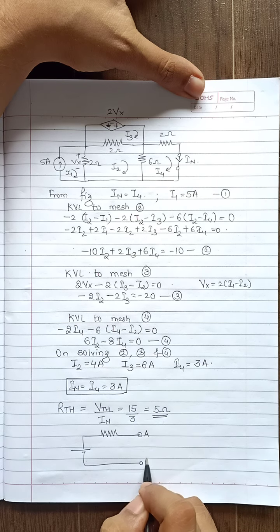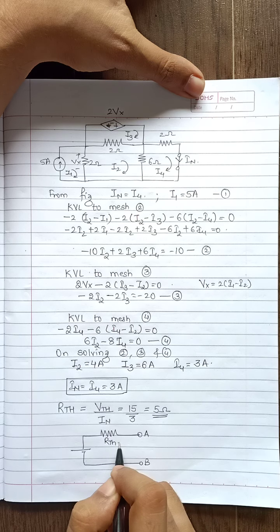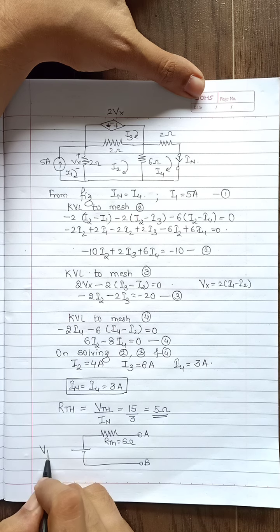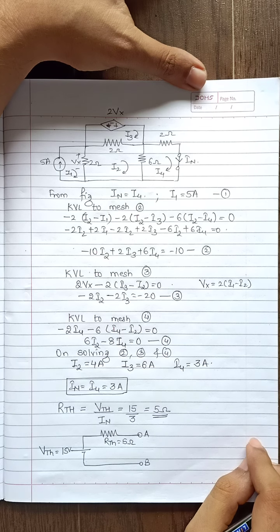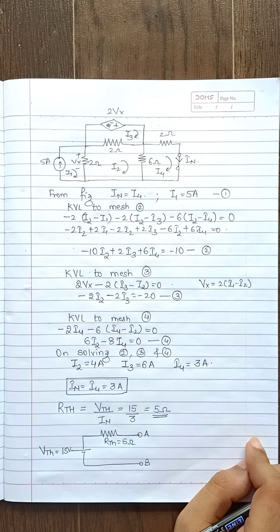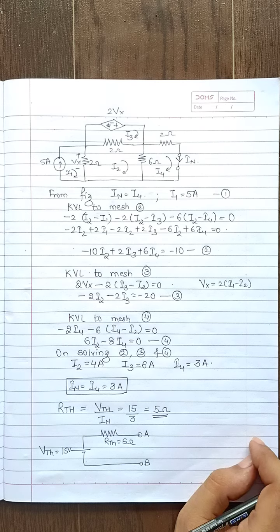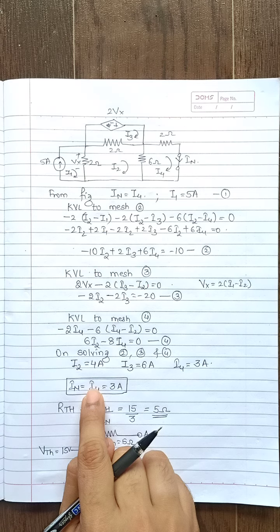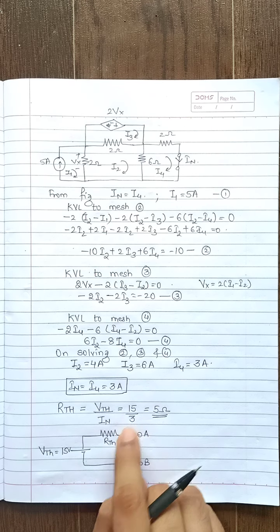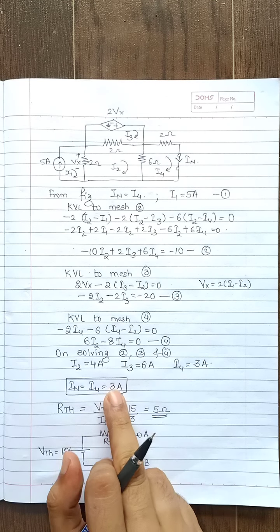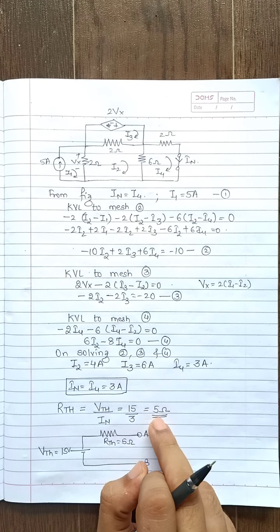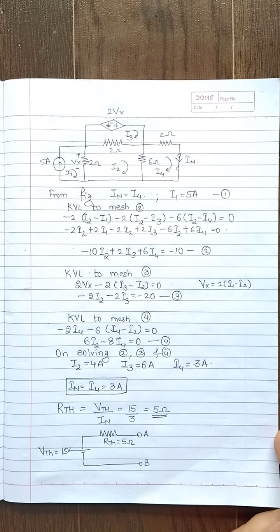This is terminal A, terminal B, this is RTH 5 ohms and this is VTH 15 volts between terminals A and B. This is how you need to solve Thevenin's problems. Norton problems also have the same approach. Even if the question is to find the Norton's equivalent circuit, we have already found the value of IN and RN. The only change in the circuit is that you show a current source of 3 ampere in parallel with a resistance of 5 ohms. That is the Norton's equivalent circuit.